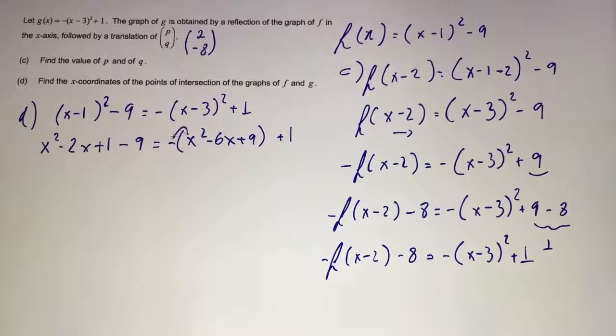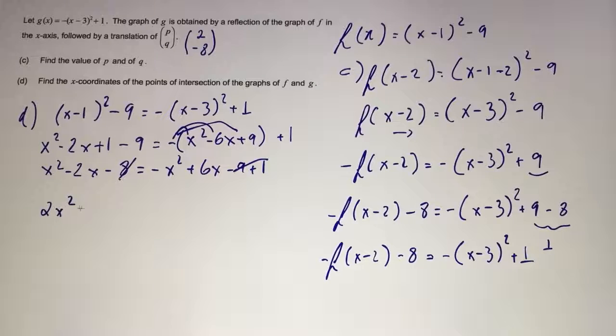And if I distribute this negative here, we'll get x squared minus 2x minus 8 on this side equals negative x squared plus 6x minus 9 plus 1. Okay, so this minus 9 plus 1 is going to be negative 8, which I'm going to be able to cancel with this negative 8 over here. So if I send everything to the left, I'll get 2x squared minus 8x equals 0. And I can factor out 2x. That will give us x minus 4 equals 0.